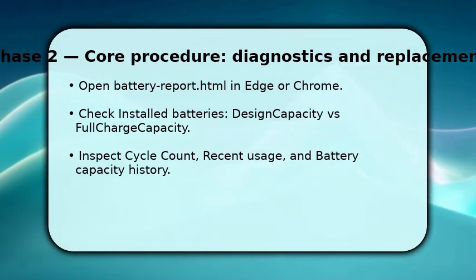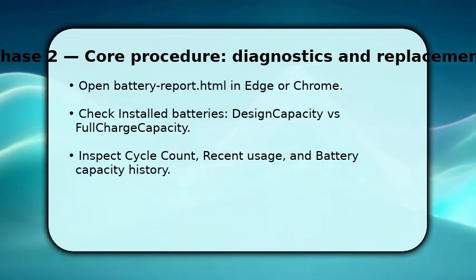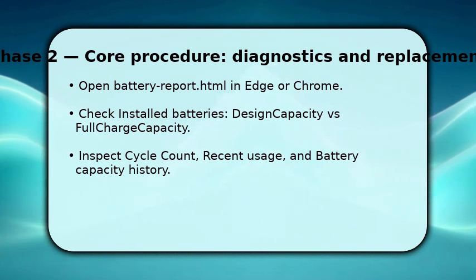Once done, use recent usage and usage history to correlate drain events. Make sure to note dates and percentages so you can tell if capacity loss is gradual or sudden.